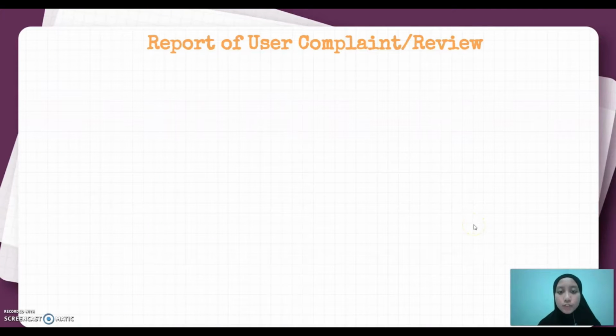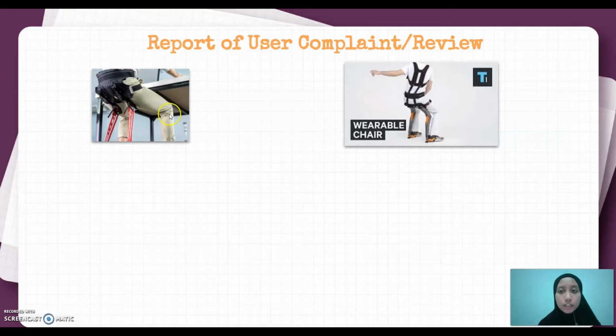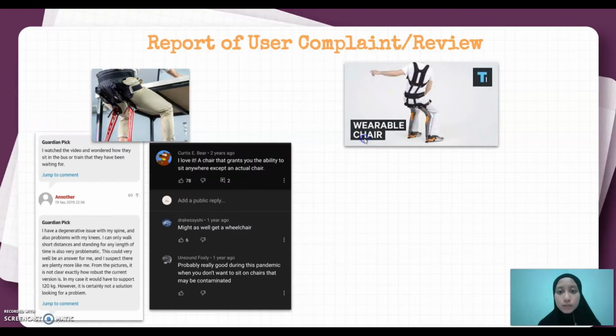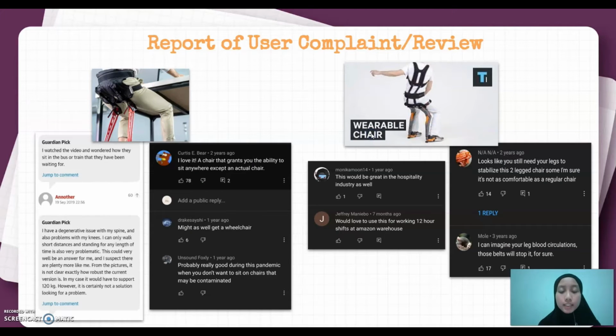Next is the report of user complaints or reviews. As we can see, there are two types of exoskeleton design, from YouTube and websites, where the viewers complain or review. Some of them love this kind of chair because it helps them avoid standing too long, and some of them don't like it because they don't feel stable while sitting on this chair, since it only has two legs.